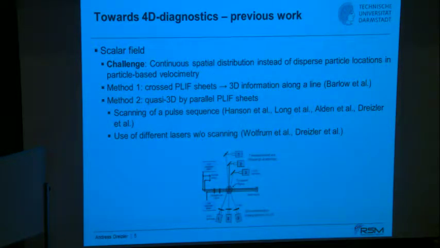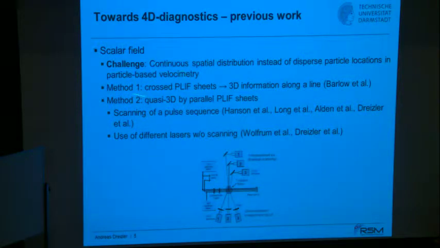So in the scalar field, things are a bit different than in velocimetry. In velocimetry, based on particles, it is easier to identify their three-dimensional position. In the scalar field, you have a continuous distribution of your molecules. And that's why it is not so easy, without having this clear contrast, to identify where, let's say, in a certain volume element partly filled with the molecules under investigation, they are actually located. And so there have been different methods proposed.